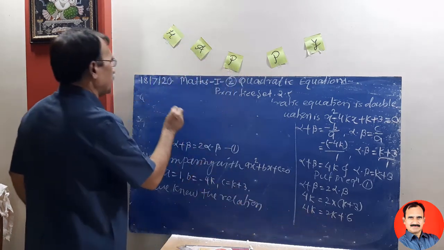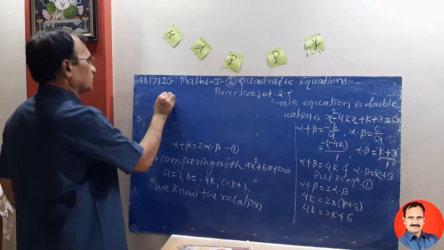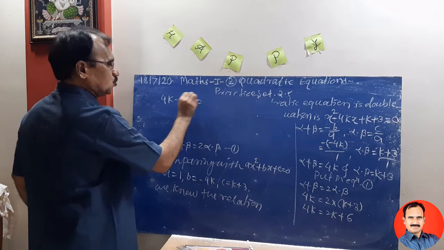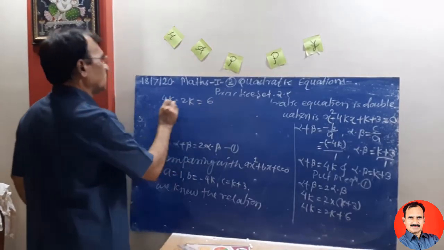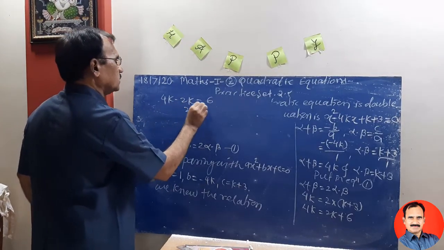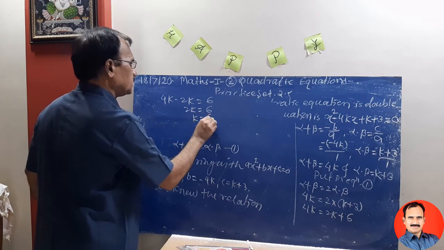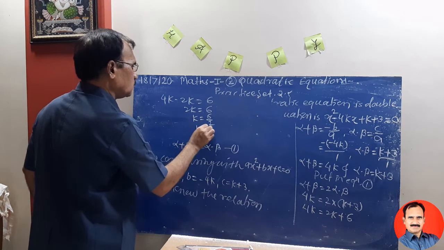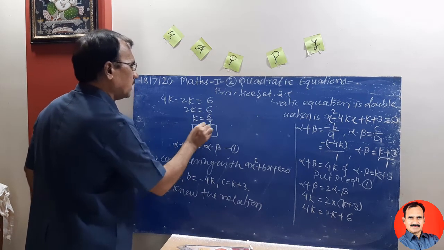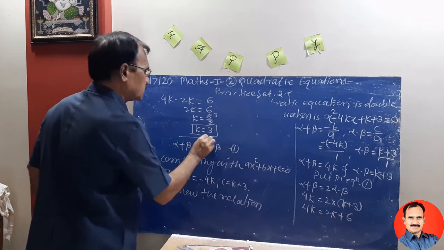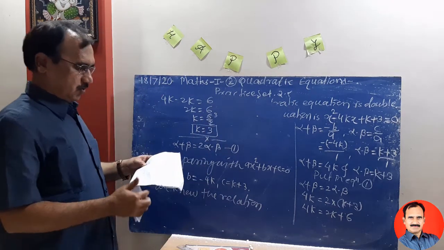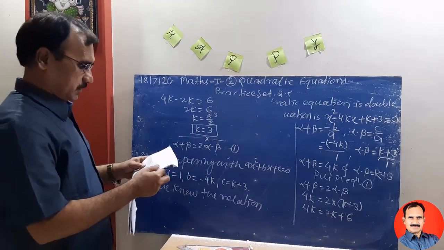Take 2k on this side. 4k minus 2k is equal to 6. 4k minus 2k, 2k is equal to 6. k is equal to 6 upon 2, and k is equal to 3 is the required value of k. 2 3s are 6. This is the value of k from this example.